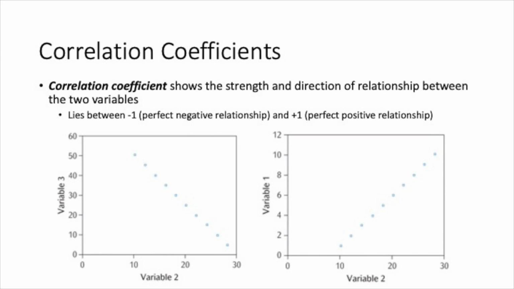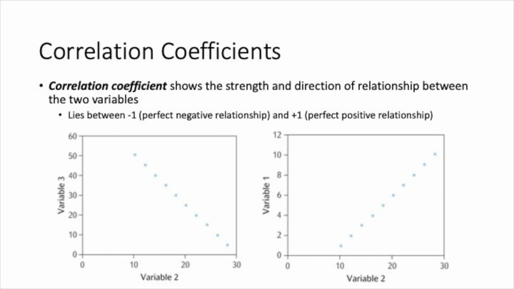Correlation coefficients have a range of -1 to +1. And -1 would be a perfect negative relationship, which is what you see in the figure on the left side of this slide. And +1 would be a perfect positive relationship, and that's what you see on the right side of this slide. And then everything in between represents a different strength and direction of a correlation, okay?